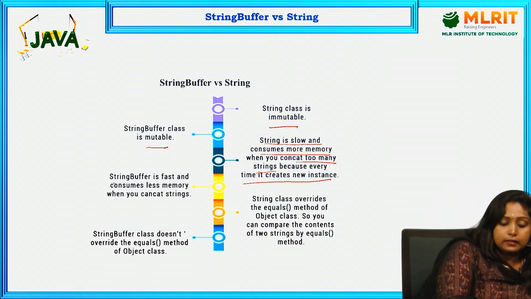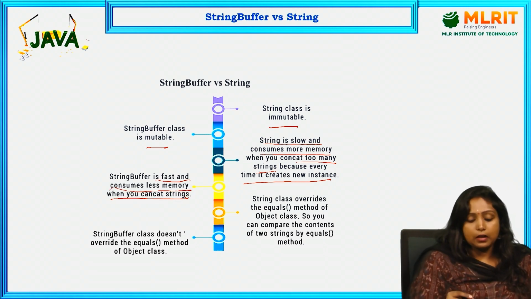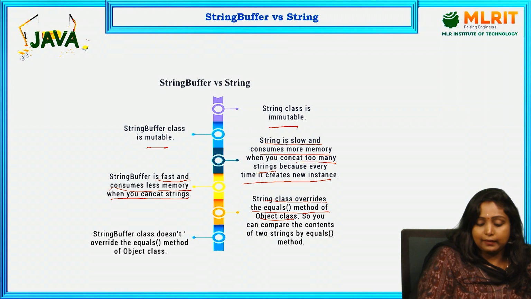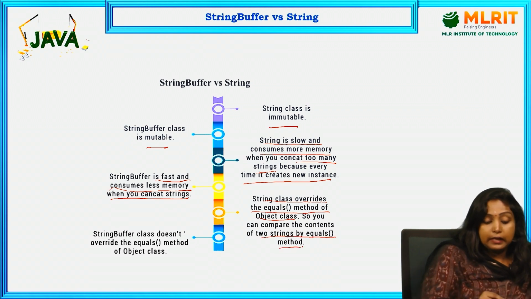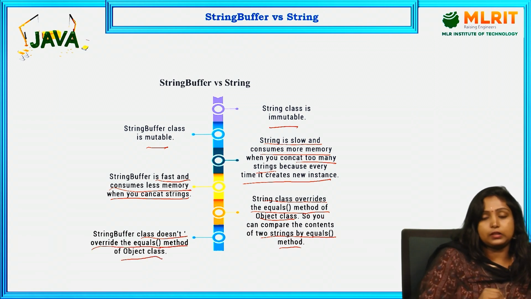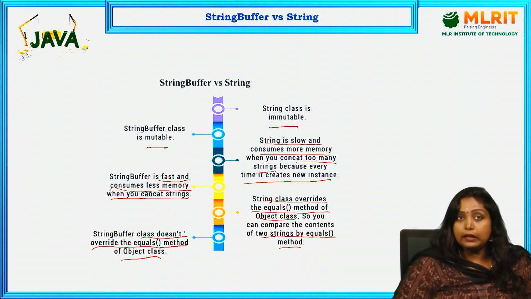And here StringBuffer is fast and consumes less memory when you concatenate strings. And the String class overrides the equals method of the Object class, so you can compare two strings by the equals method. Here, StringBuffer does not override the equals method of the Object class. So these are the three differences between the StringBuffer and String classes.